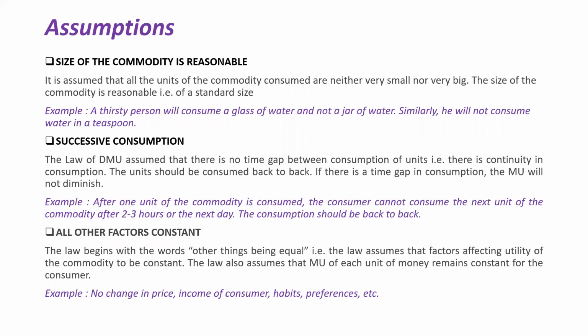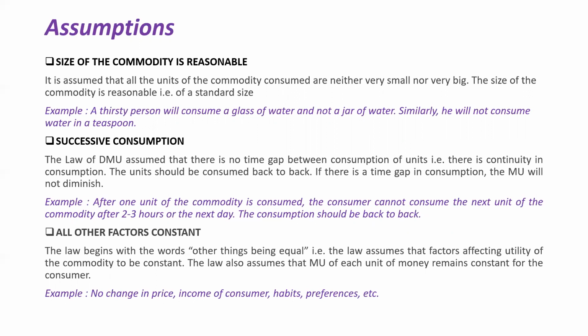Assumption number one is that the size of the commodity is reasonable. When we consume any commodity, it is not very small or very big. The size of the commodity is reasonable, or of a standard size. Then this law is applicable. A thirsty person will consume a glass of water, not a jar of water. Similarly, he will not consume water in a tablespoon.